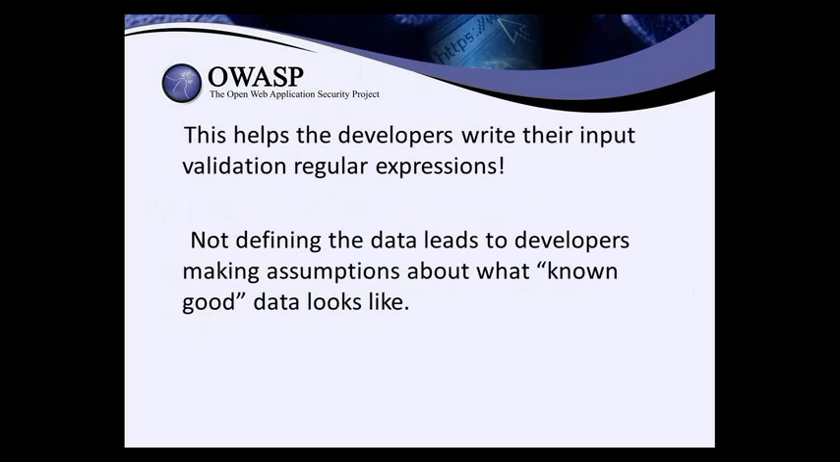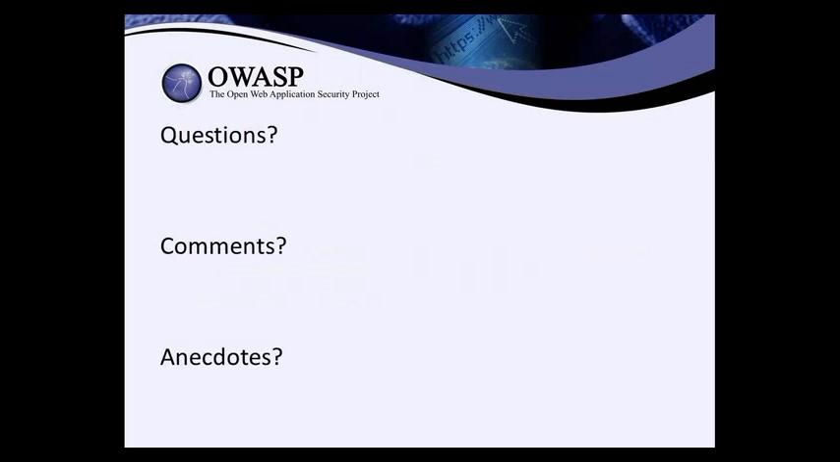So we're really concerned about input validation, and the more clearly we define the data, the better our input validation is going to be. Not defining the data leads to developers making assumptions about what known good data looks like. And as developers, we're good at taking things that are vague and turning them into code. That's what we do. And that is my last slide.